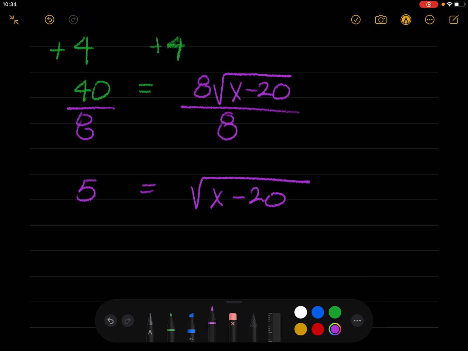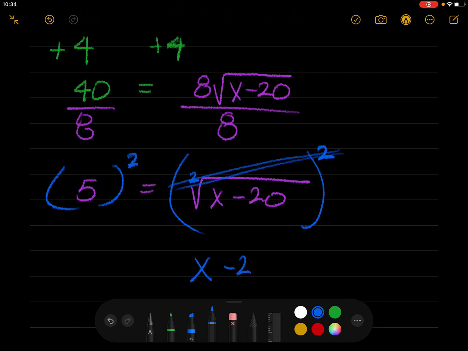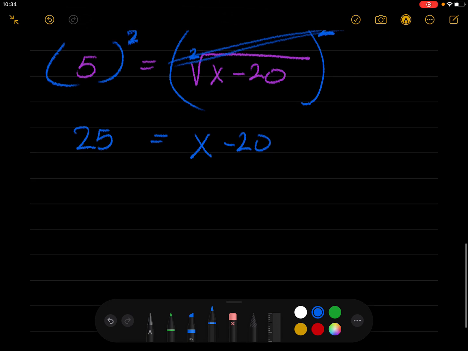And now, in order to solve this once more, I am going to square both sides because, again, this radical expression has an index of 2. So to remove it, I will raise both sides to a power equal to that index. That allows this to cancel, leaving me with x minus 20 on the right. And on the left, I'm going to have 25. Now to go ahead and finish it up, I do want to find x. I'm going to solve by adding 20 to both sides. X will then be equal to 45.